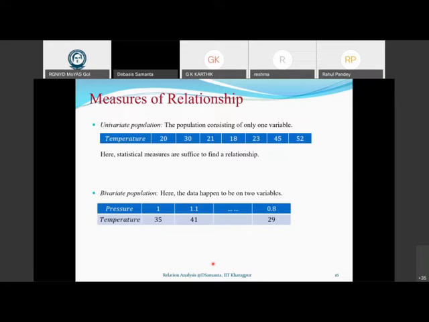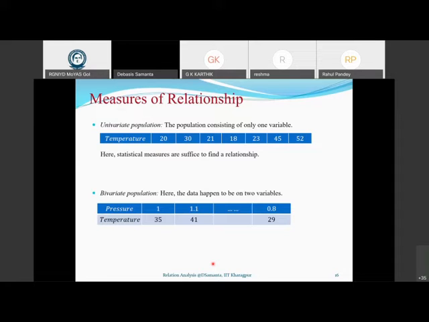For example, here a set of temperatures, maybe for 1 week. So this is a univariate population. That means only one variable is there, only the temperature. Now a bivariate population, for example, is when you want to store pressure versus temperature for, say, maybe 365 days or maybe 54 weeks, whatever you can say.